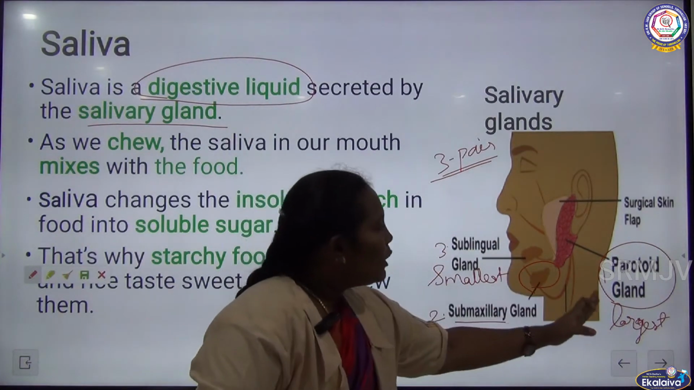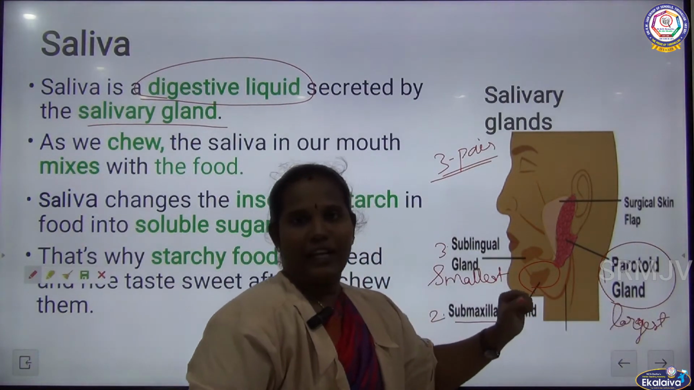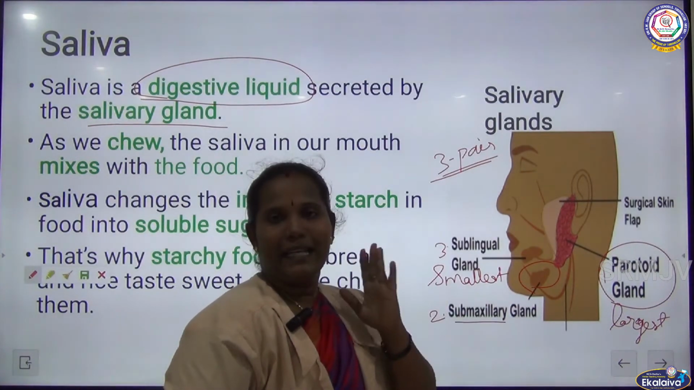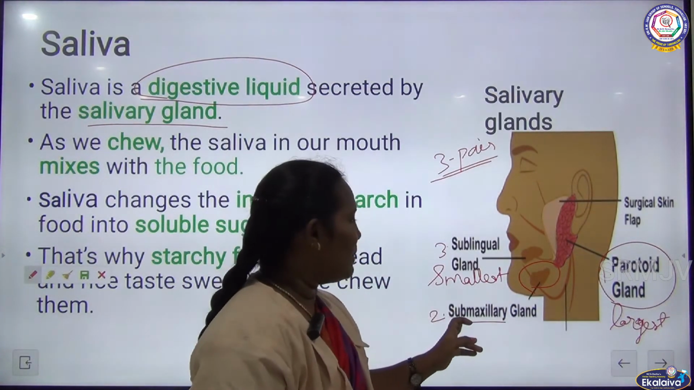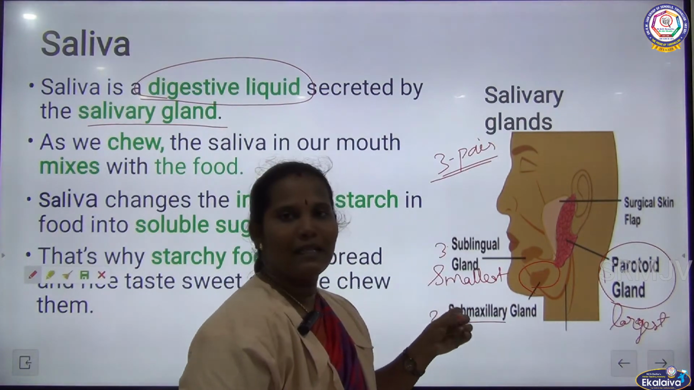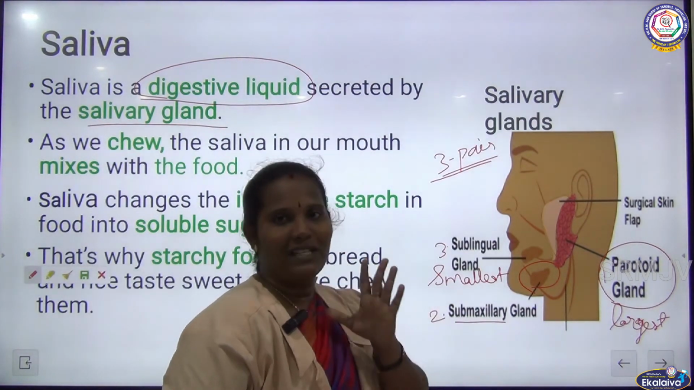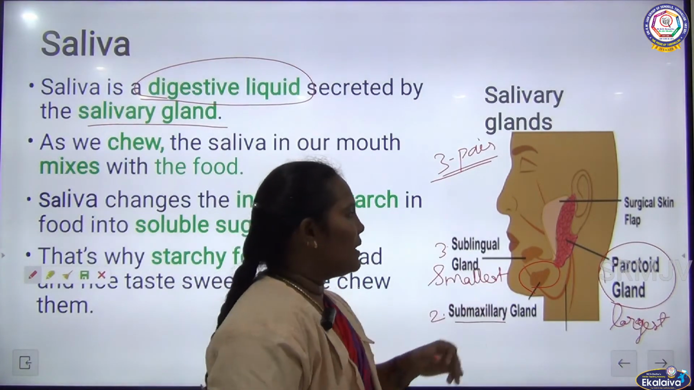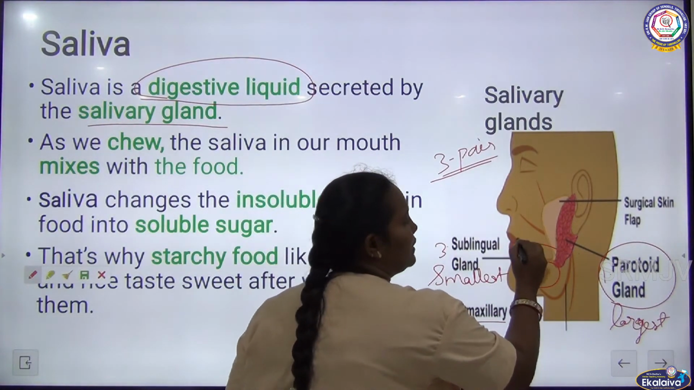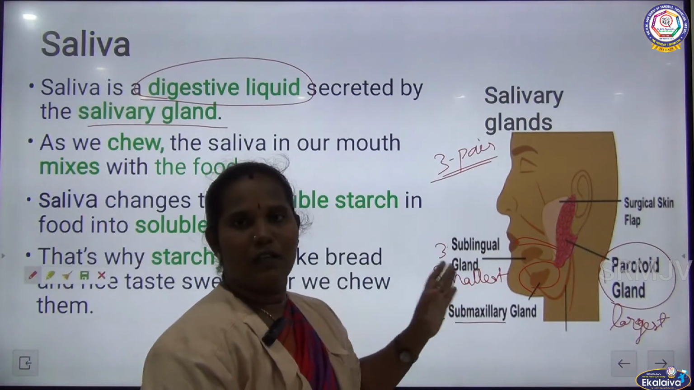Okay, the parotid gland is the largest gland in our body. It is present on each side of the cheek. Next one is the submaxillary. Submaxillary is present in the submandible place. Submandible place means movable jaw. And then the third one lies under the tongue. Okay, under the tongue, the third one is present.